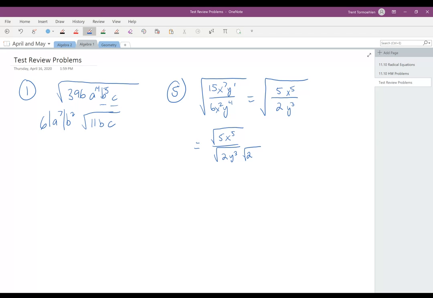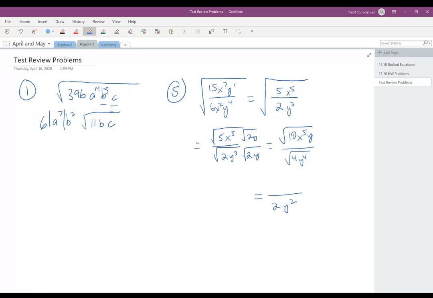And then the y to the 3rd is not a perfect square, so we need to multiply by a y to make it y to the 4th, which would be a perfect square. And then whatever we multiply the denominator by, we have to multiply the numerator by. And so that gives us the square root of 10 x to the 5th y all over 4y to the 4th. Well, the denominator simplifies to 2y squared.